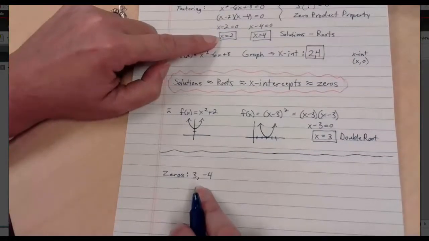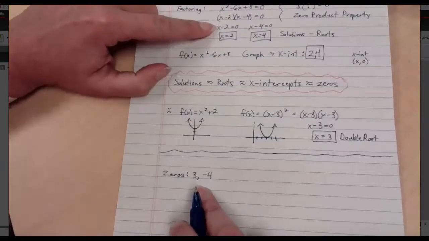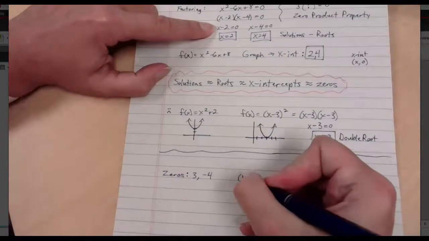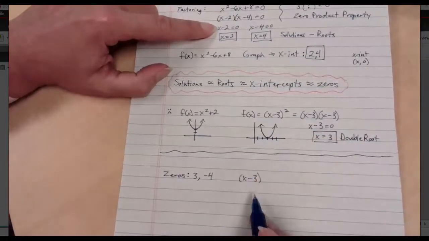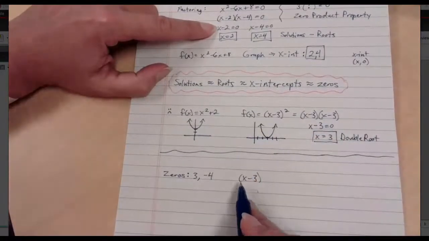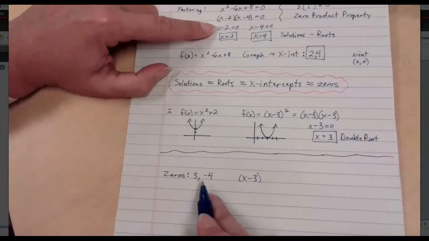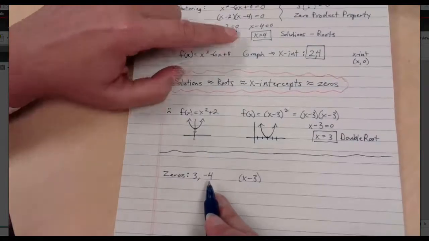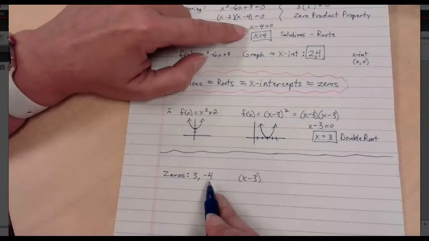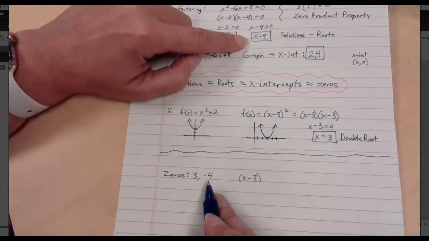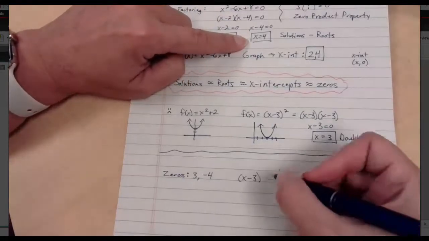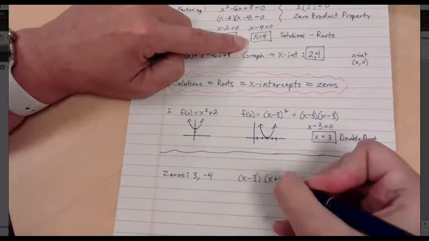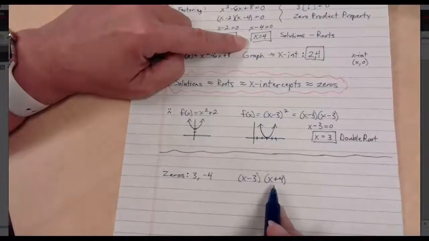We have the answers, right? If we have the answers, we know what factors they came from. So if 3 is my answer, that means that x minus 3 would have been the factor, because if I set that equal to 0, I get 3. And if negative 4 is an answer, it's a 0, what factor would that have come from? Now watch our signs here a little bit, because this was x minus 4, which produced a positive 4. What would produce a negative 4? X plus 4.